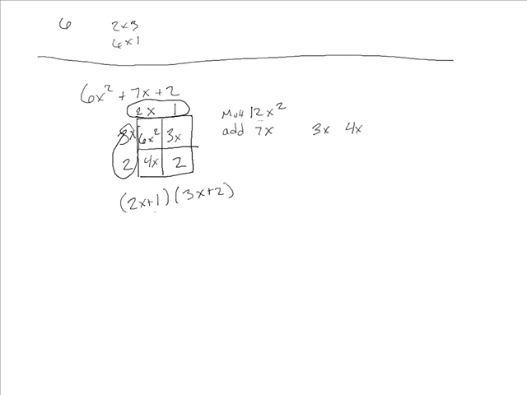If I check this back, I get 2x times 3x, that's 6x squared. Then I'm doing the FOIL method here. So that was the first terms. The outside terms, 2x times 2 gives me plus 4x. The inside terms, 3x times 1, gives me 3x. And the last terms, 1 times 2 gives me 2. Then if I combine like terms, 6x squared plus 7x plus 2. So I did indeed find the correct factors for this quadratic.